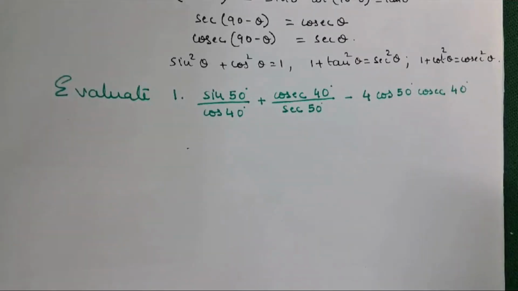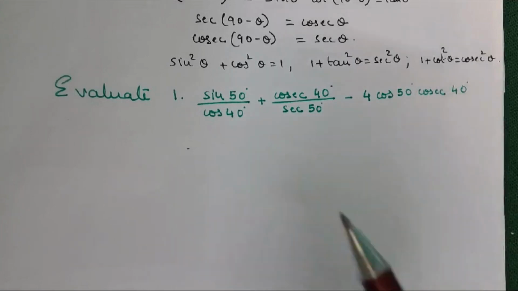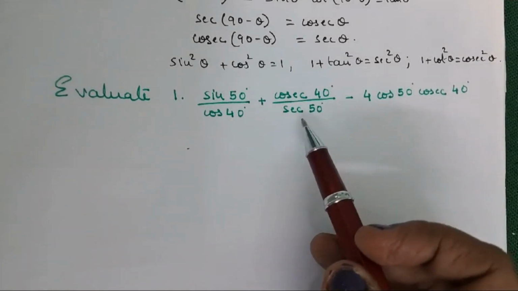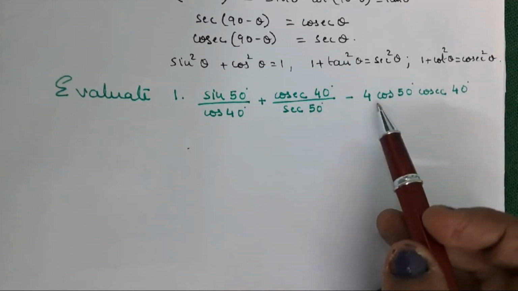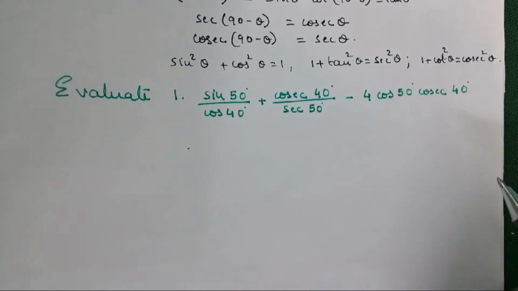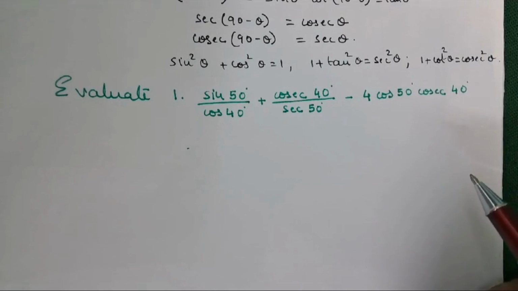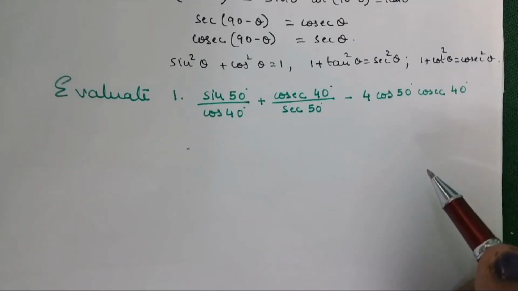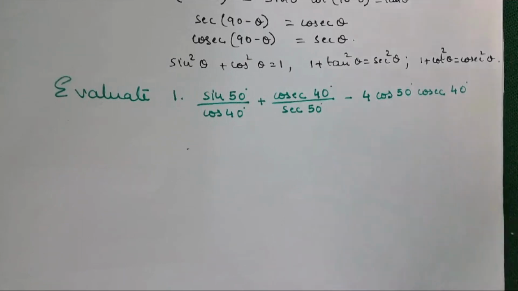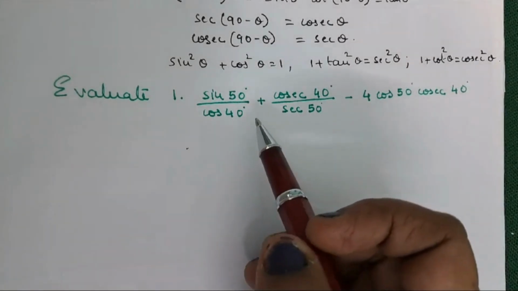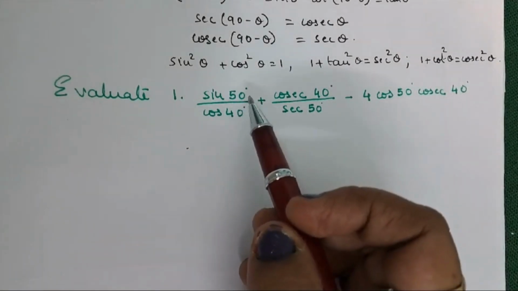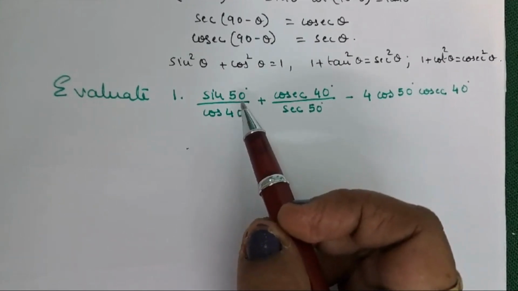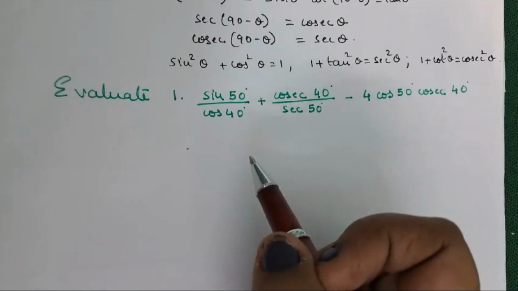First sum: evaluate sin 50 by cos 40 plus cosec 40 by sec 50 minus 4 into cos 50 into cosec 40. You have to evaluate the value of this expression. So what we do here: when you see an angle which is more than 45, we make it in the form of 90 minus theta.